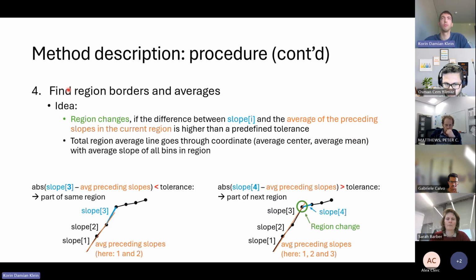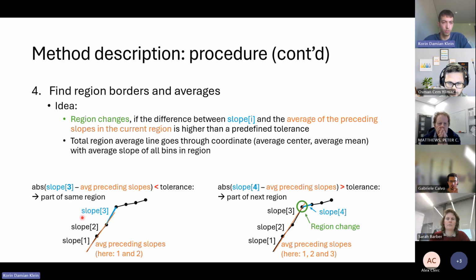As I said, my method focuses on finding region borders and averages. The main idea is to use the slopes I've just shown you, looking at one slope at a time, for example for the point i. We calculate the difference between the slope and the average of the preceding slopes in the current region we're looking at. If this difference is higher than a predefined tolerance, that means we have passed a region change. What does this mean? I try to make it a bit clearer by using some figures down here.